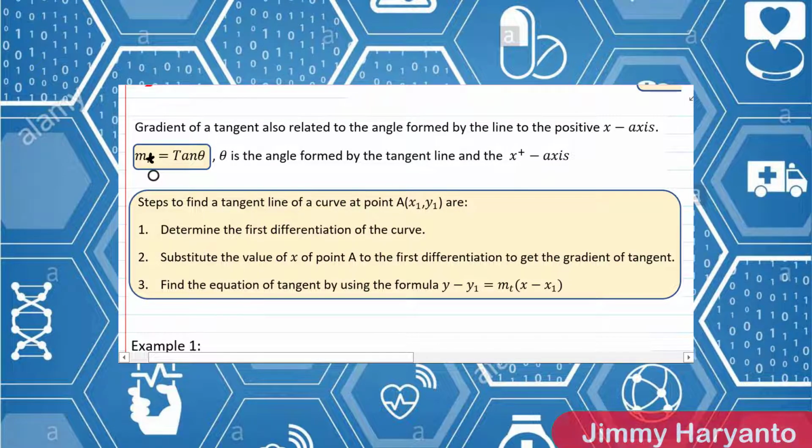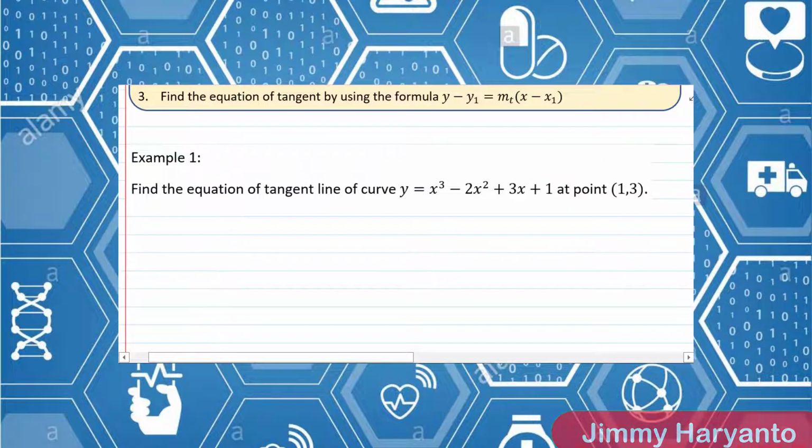First, you have to determine the first differentiation of the curve. Next, you have to substitute the x value of the given point into the first differentiation to get the gradient of the tangent. Number 3, find the equation of the tangent using the formula y minus y1 equals m tangent times (x minus x1). This is the formula of a straight line that you already learned in 8th grade.